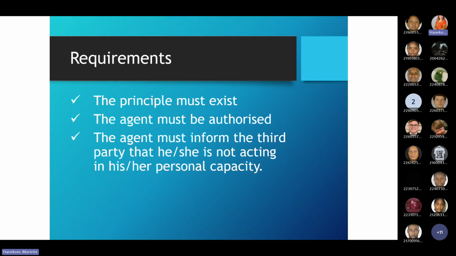Now, in order for this contract to come into existence between the principal and the third party, there are certain important requirements. Remember them. We're going to get back to them in partnerships as well. Firstly, the principal must exist. You cannot represent a non-existing principal. I see I've made a typo there on my slide. I'll correct the original slides.